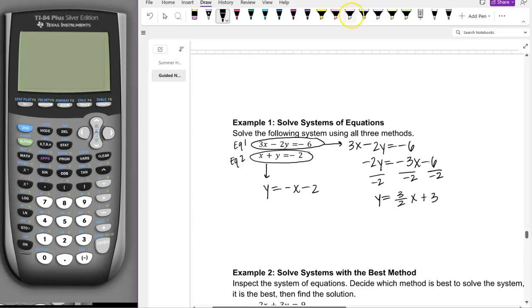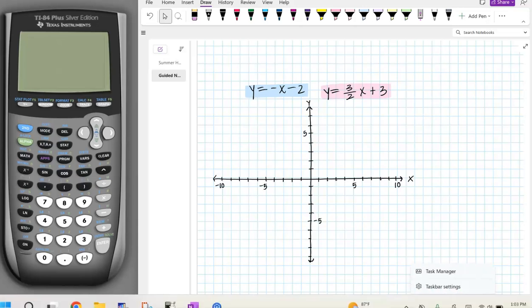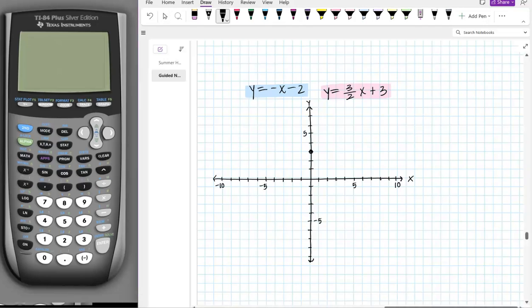That's equation 2. I'm going to color code these. Equation 1 is going to be pink. Equation 2 is going to be blue. And then I'm going to go over to the side. In order to graph these, we need to identify the slope and the y-intercept. You always start with the y-intercept. Let's start with the pink equation. It has a y-intercept of 3, since that's in the place of b in slope-intercept form. So the y-intercept is 3.